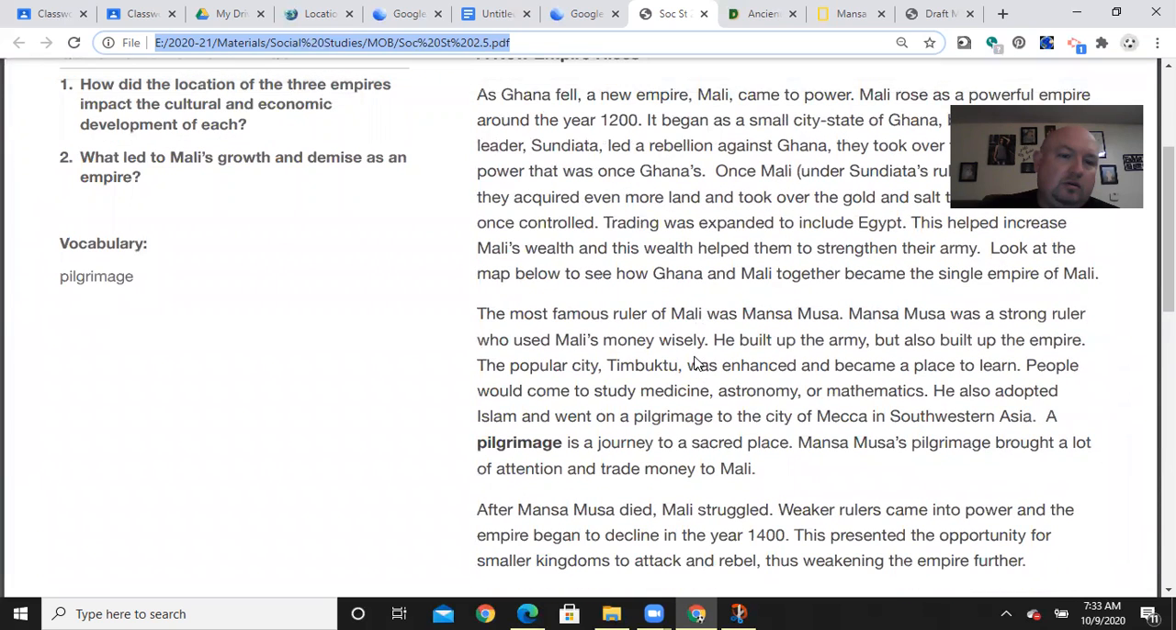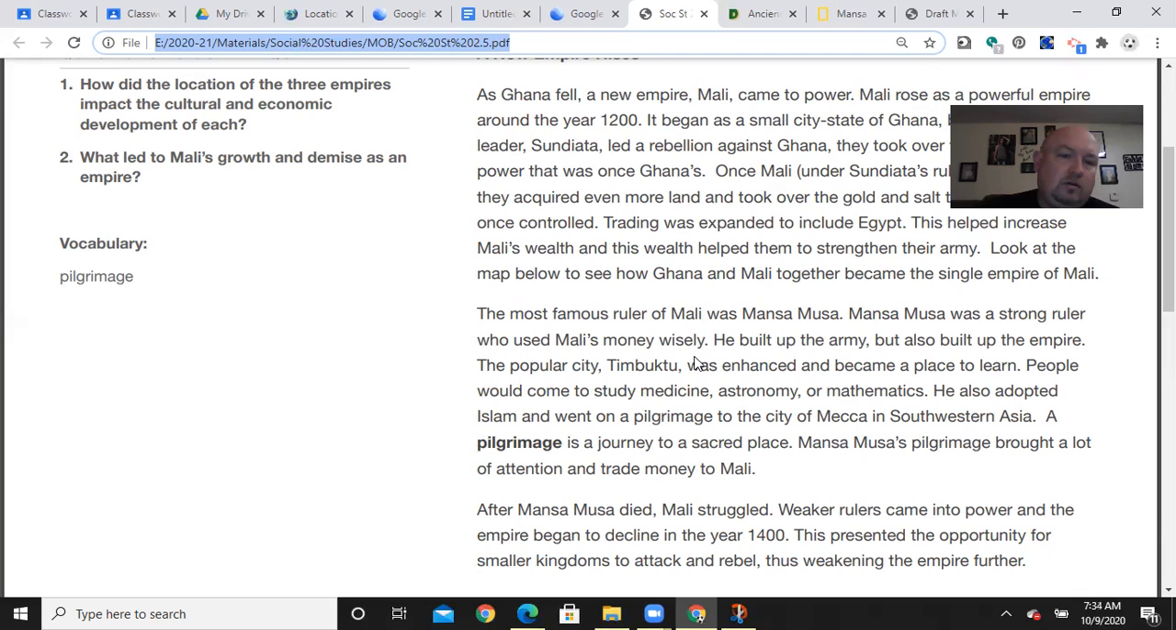The most famous ruler of Mali was Mansa Musa. Mansa Musa was a strong ruler who used Mali's money wisely-ish. He built up the army, but also built up the empire. The popular city, Timbuktu, was enhanced and became a place to learn. People would come to study medicine, astronomy, or mathematics.